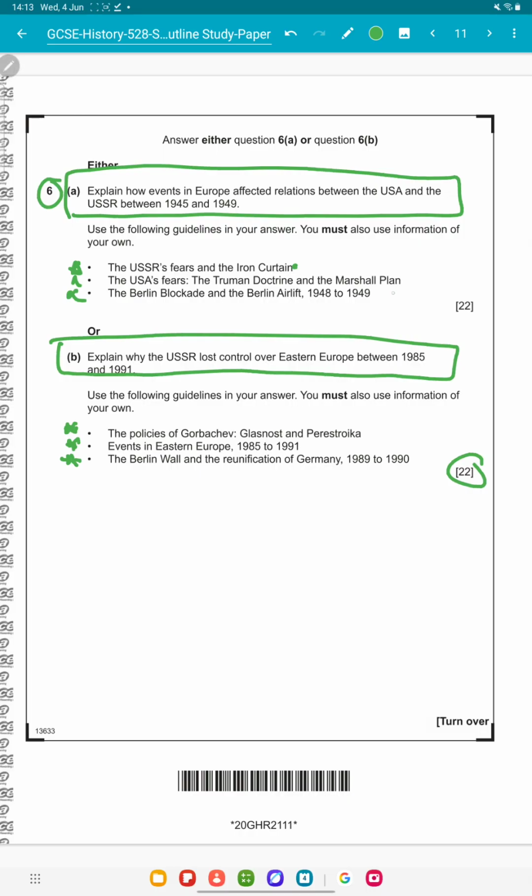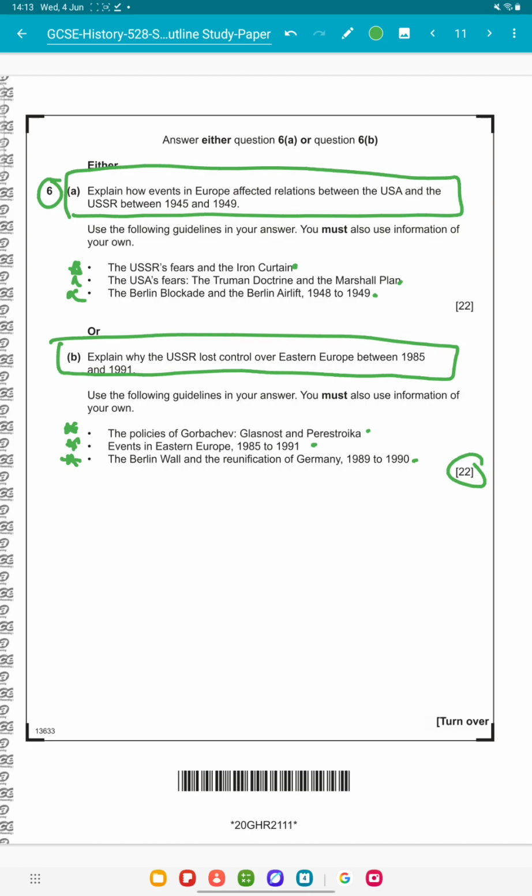But treat these like paragraphs in your answer, but this is the question. So you should start off by reference to the question. So your introduction should say, for this one, the question is, explain how events in Europe affected relationships between the USA and the USSR, 1945 to 1949. So your answer should start, events in Europe affected the relationship between the USA and the USSR in a number of ways. And then start off with Iron Curtain. The first problem was the USSR's fears and the Iron Curtain.